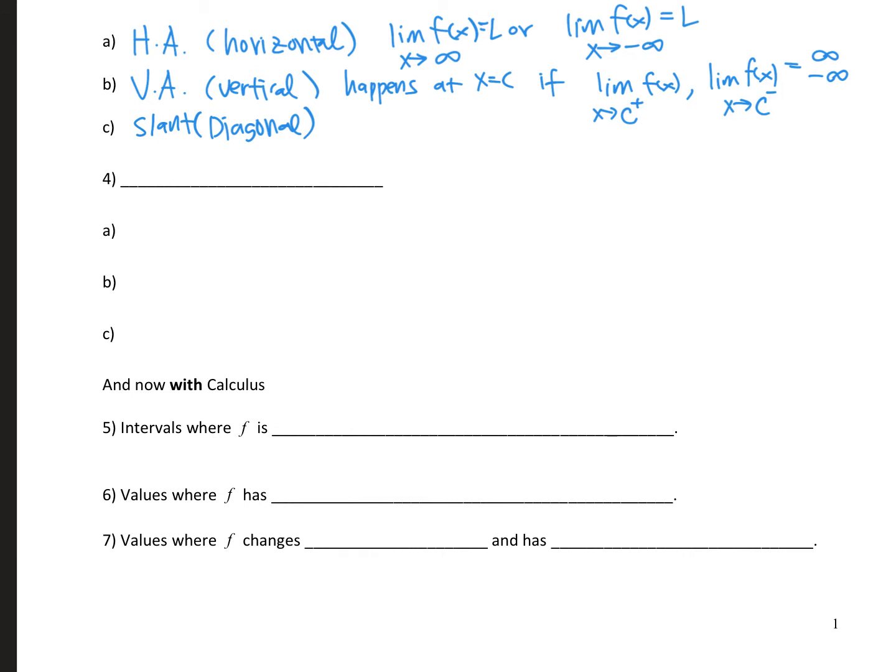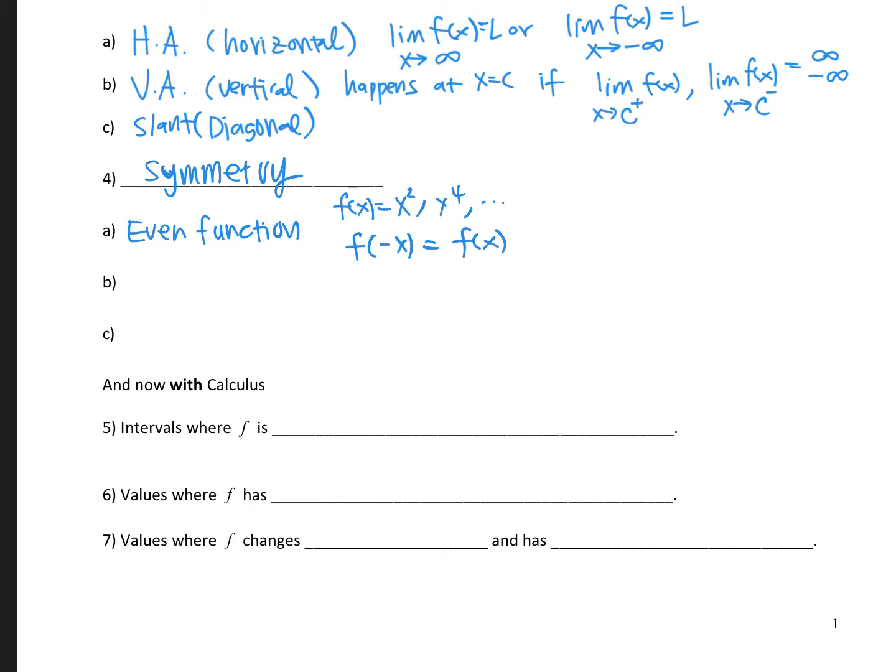Another interesting aspect of a graph is symmetry. We can categorize it in a few different ways. First, even function. Symmetry just means one part of the graph looks exactly like the other part. For example, f of x is x squared or x to the fourth. The property of an even function is that f of negative x is the same as f of x.